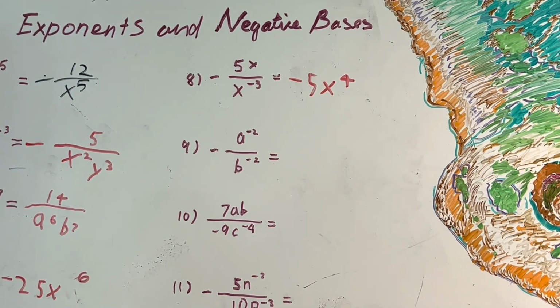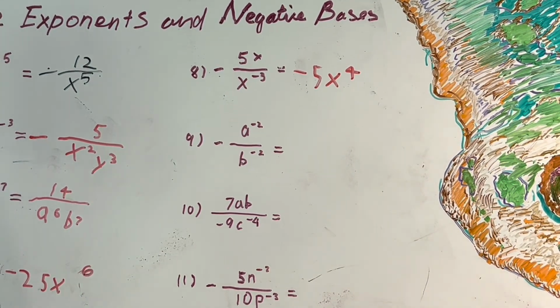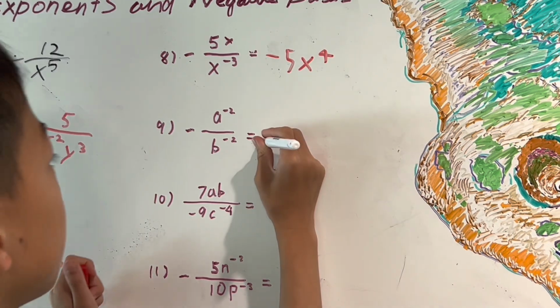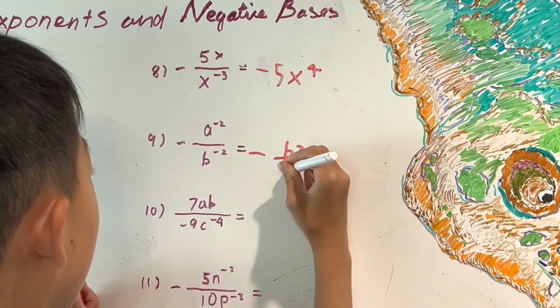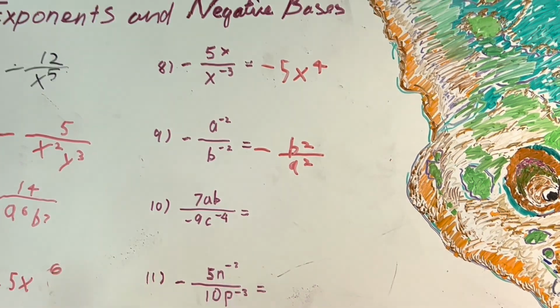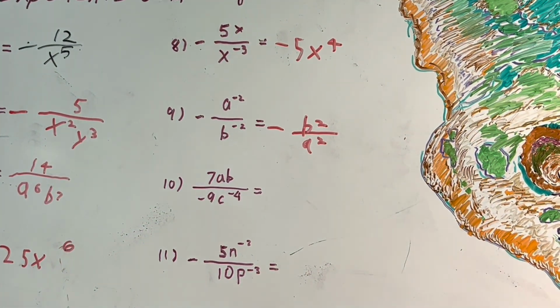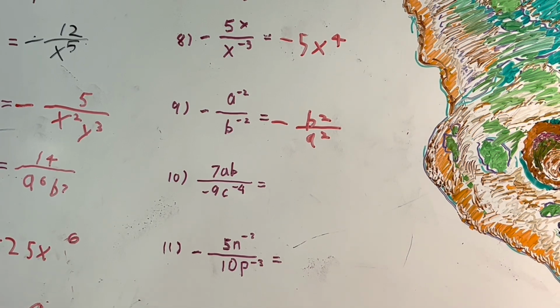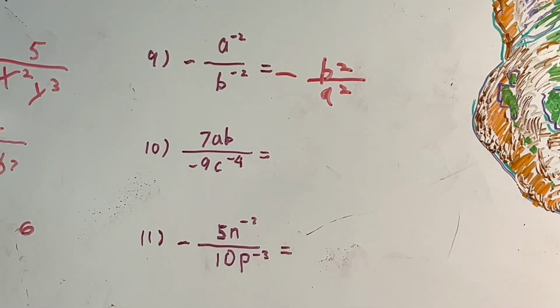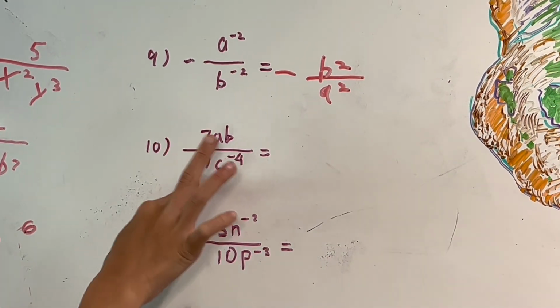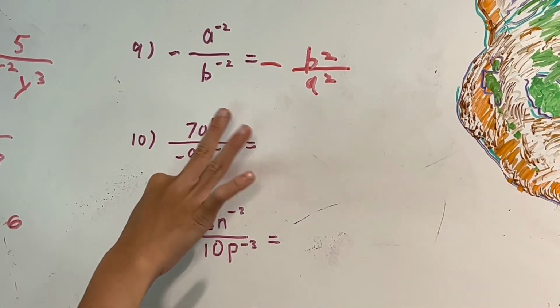Negative a squared minus b squared. All I have to do is switch sides. It equals b squared over a squared and 7ab over negative 9c to the negative 4. So this can stay. This moves up.